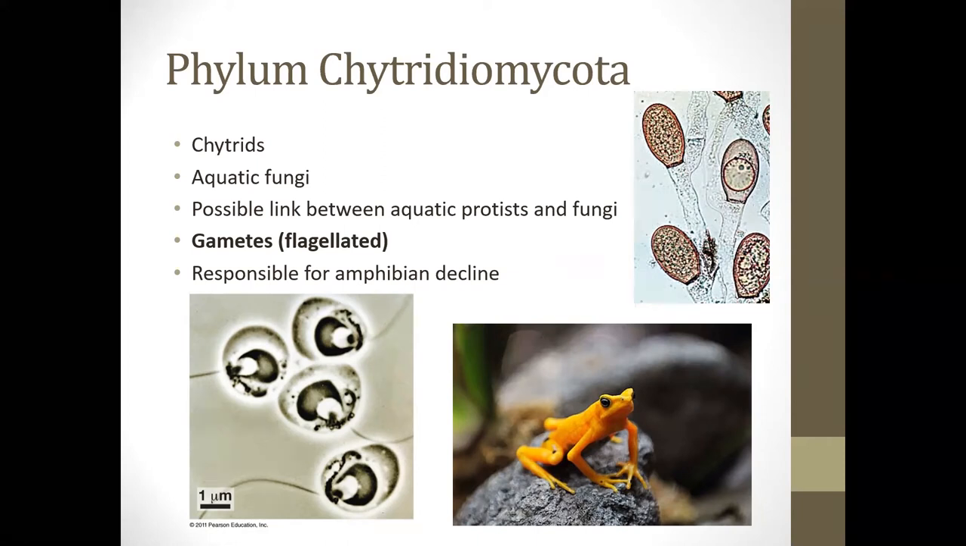And once a pond or a lake is infected with Chytridiomycota, there is a good chance that the amphibious population there is going to die. So just keep in mind that Chytridiomycota creates chytrid disease in amphibians, which is a very serious problem for a lot of amphibious populations around the world.